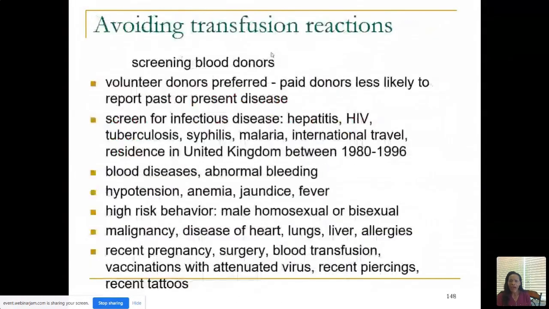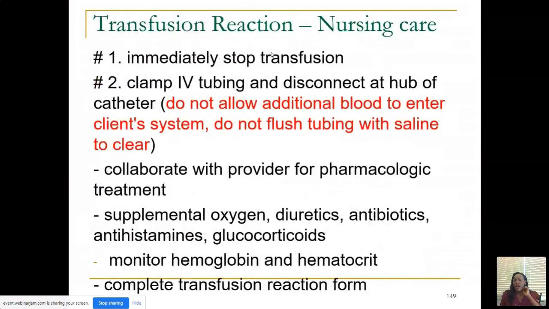I want to point something else out. Also, you will do what we call an incident report, by the way, because this is an incident. Everything will go back to the blood bank, tubings, everything, because we need to figure out what went wrong. Did we type and screen Mrs. Jones incorrectly? Did the bank give us the wrong blood? Like, what happened? So you're going to do an incident report.